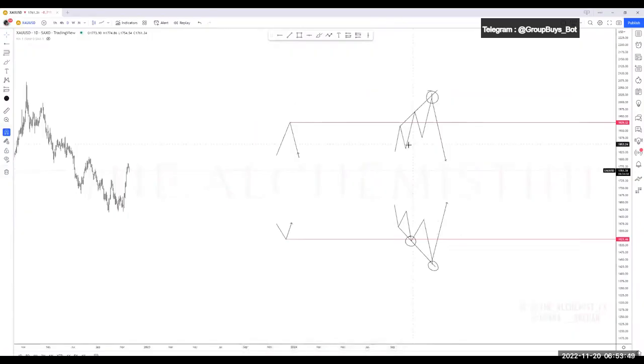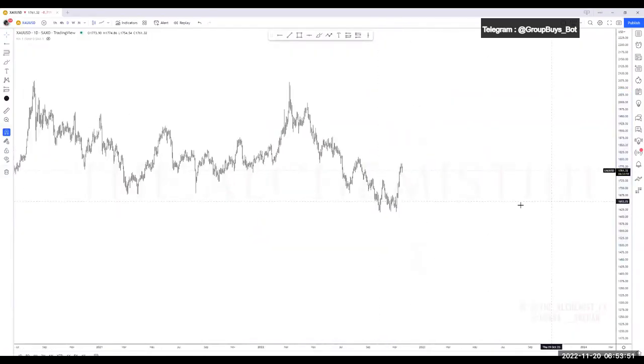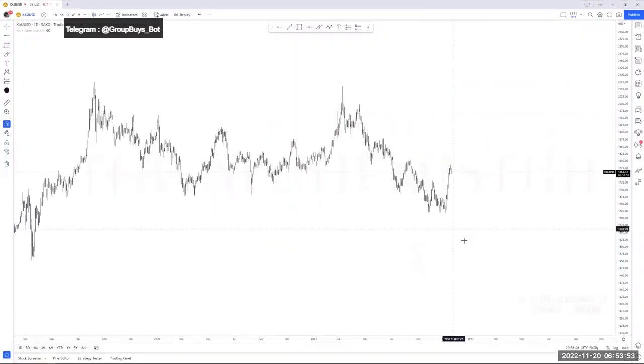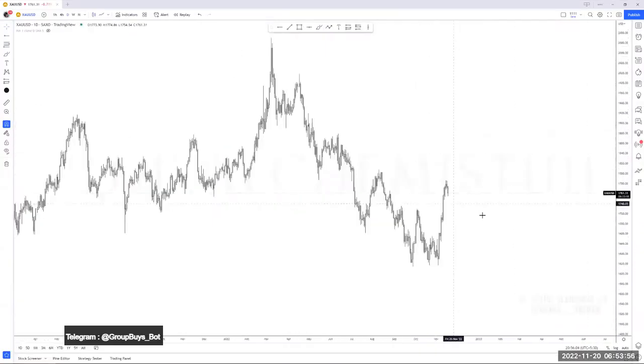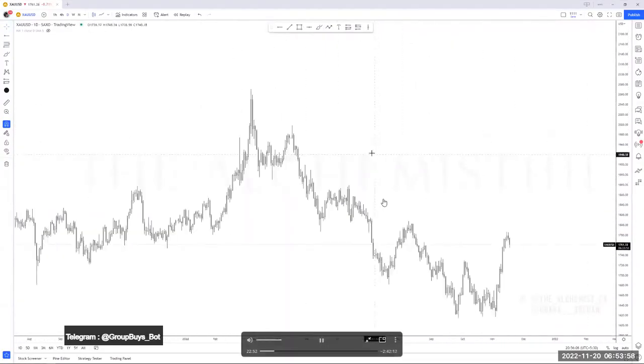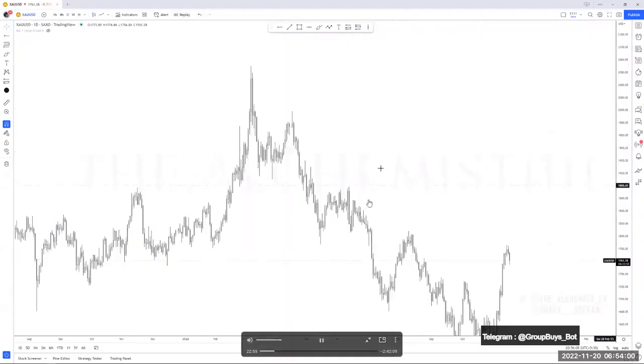Now, let me show you some examples of these trend lines. So first, let's look at these outer trend lines. Let's see. Yeah, here we go.